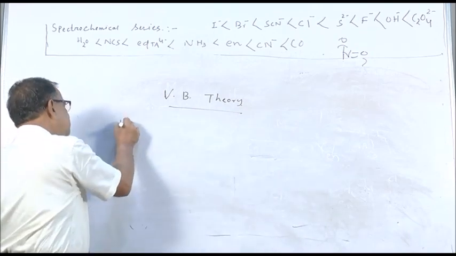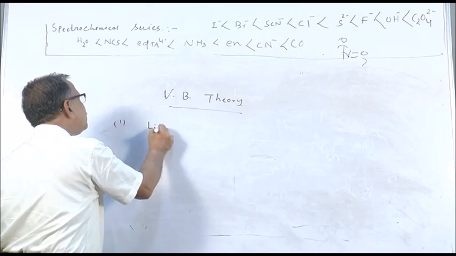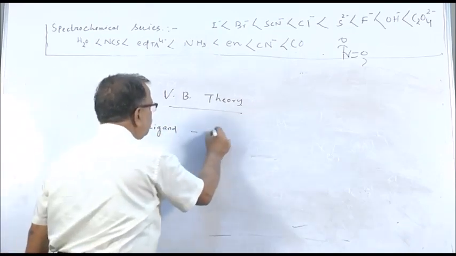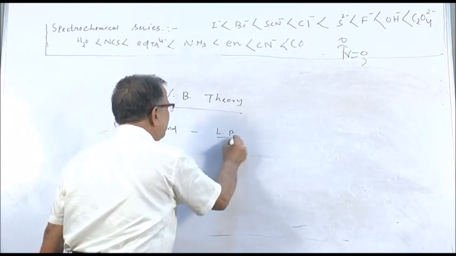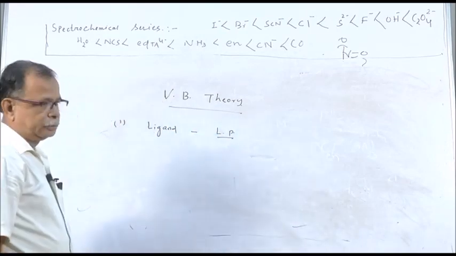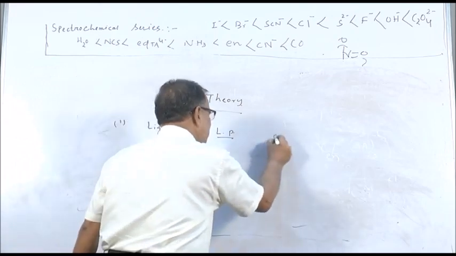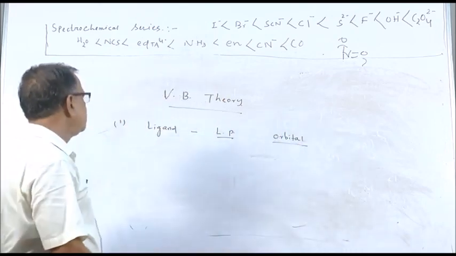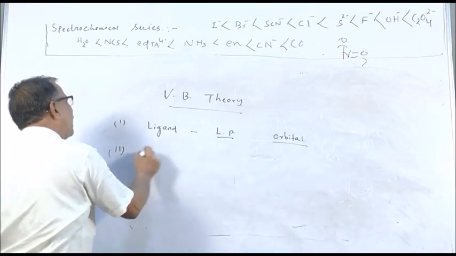Number 1, ligand. First we go to ligand. Ligand contains lone pair of electrons, LP electrons. The lone pair electrons remain in orbital. The second point, metal is there.